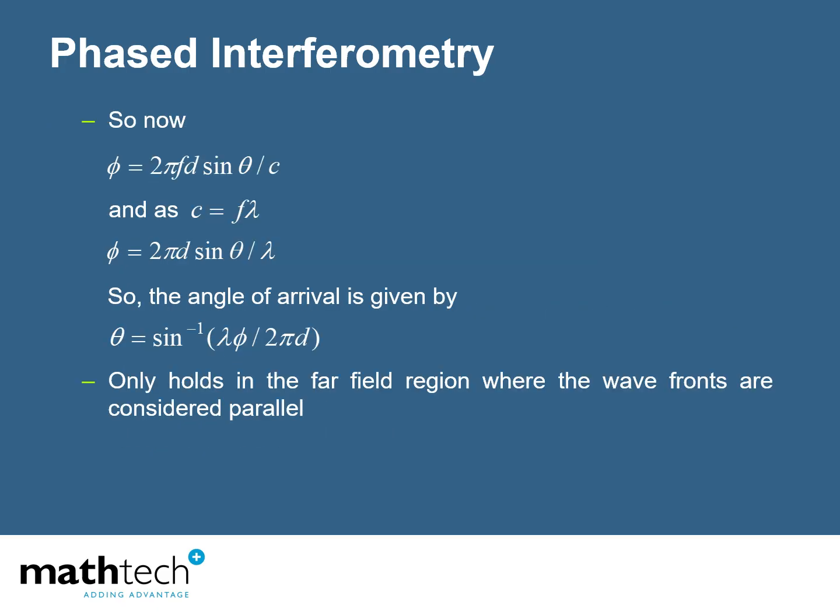Substituting this into the phase difference equation yields the phase difference, phi, in terms of the angle of arrival, θ. Given that for a sinusoidal wave of frequency f, c equals f lambda, then phi equals 2 pi d sin θ divided by lambda. So, by rearranging this equation, the angle of arrival θ can be expressed as θ equals sine inverse of lambda phi divided by 2 pi d.